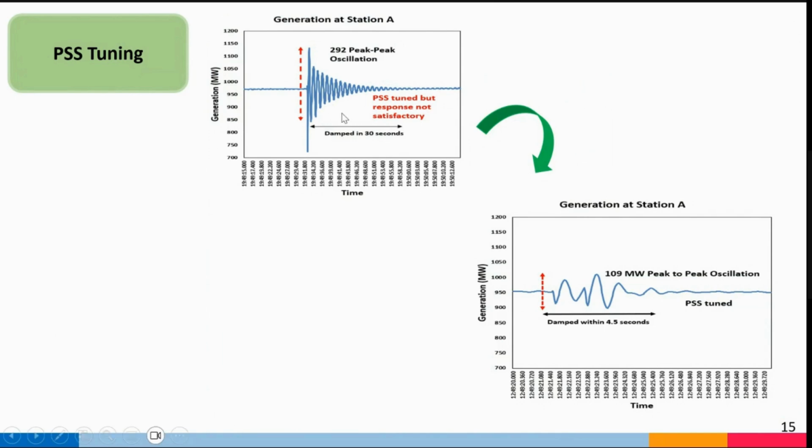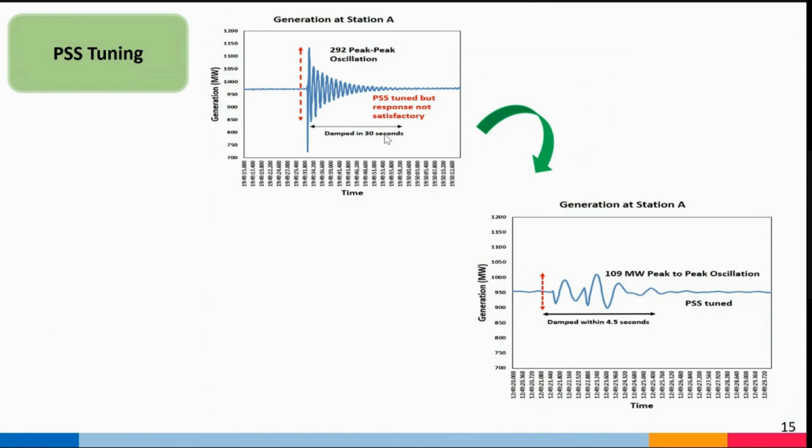In that case, what we observed during the fault, at a 1000 megawatt plant, was a 292 megawatt peak-to-peak oscillation, which damped in 30 seconds. So we immediately went to the plant and informed them that this is the issue we are observing, that the PSS is not providing adequate damping.